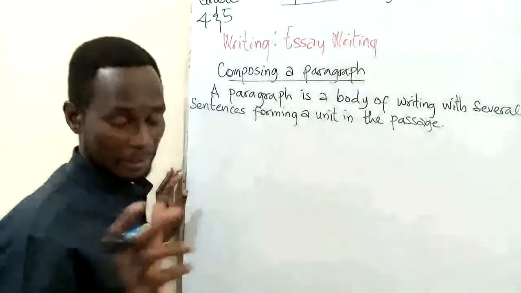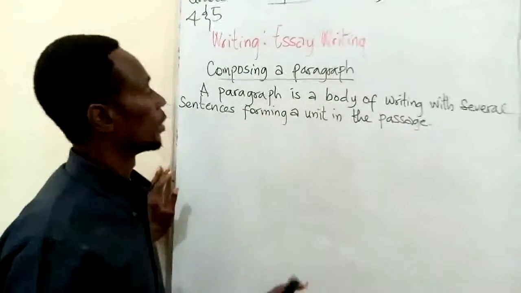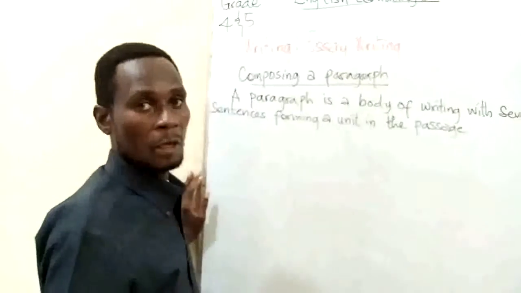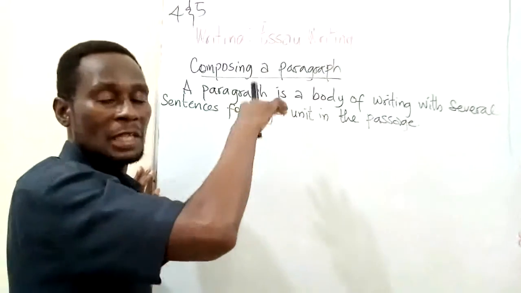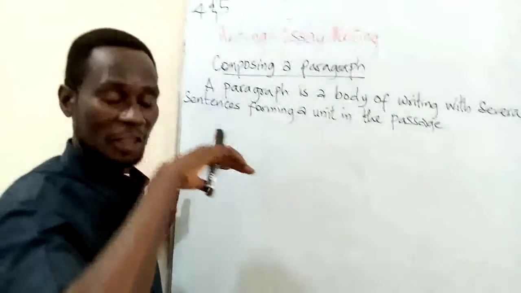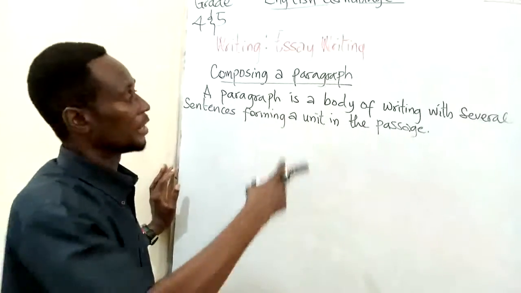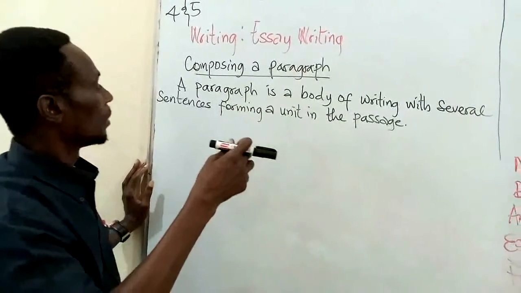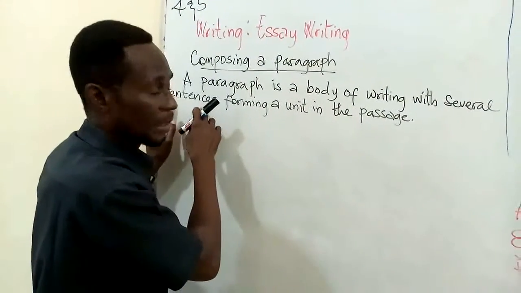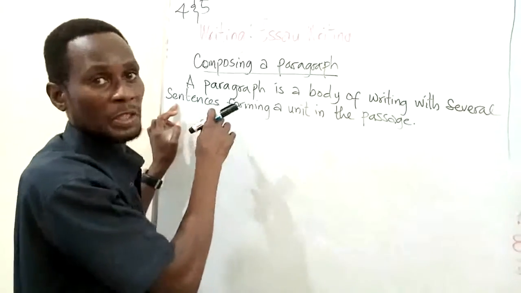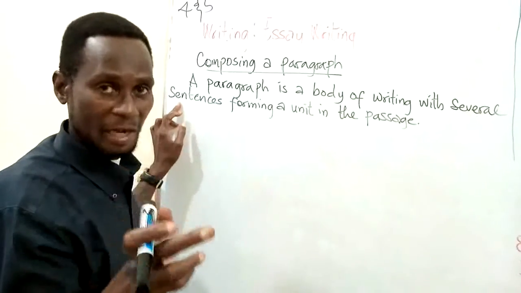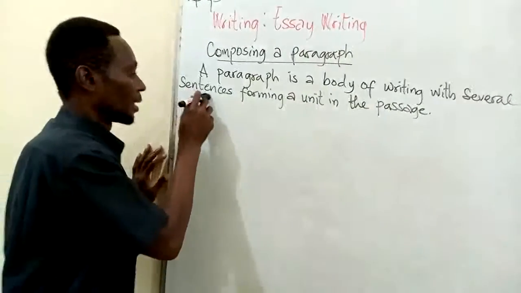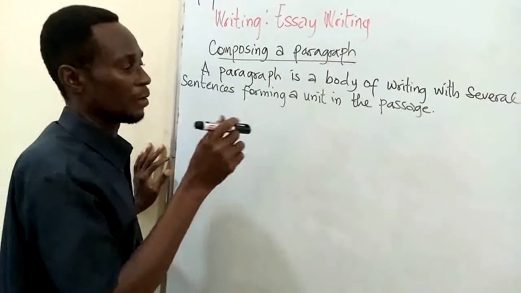So when you are writing an essay, you see this body of writing that we call a paragraph. You will have several of them in your writing, and each of them will contain several sentences, and these sentences should be explaining an idea or point. Are you getting it now? These several sentences should be explaining an idea or point.